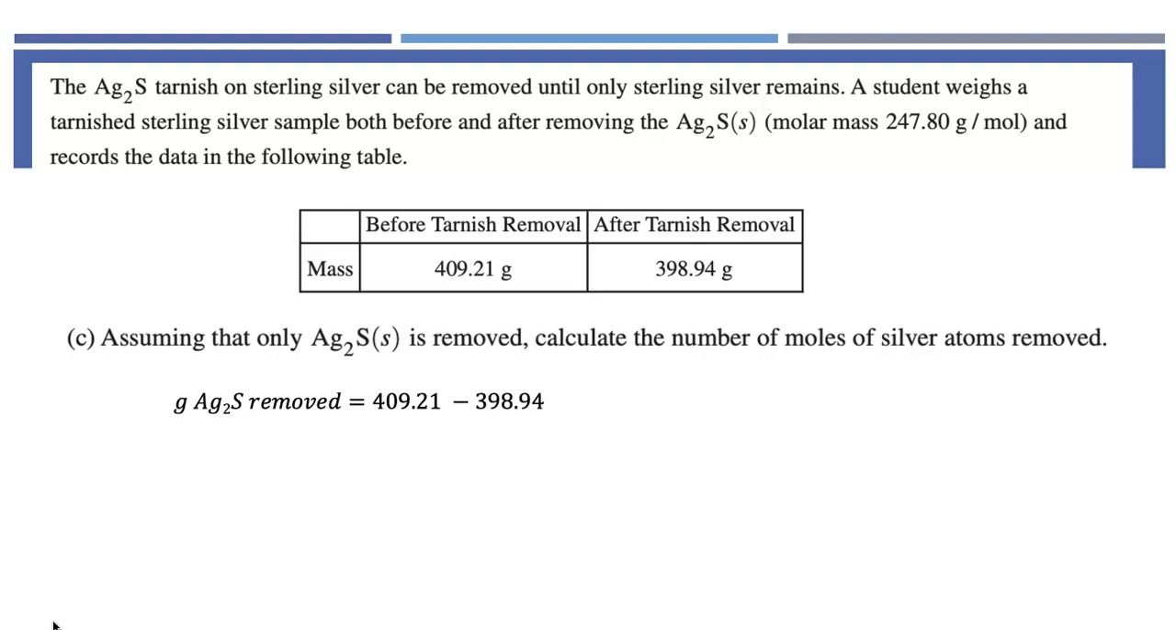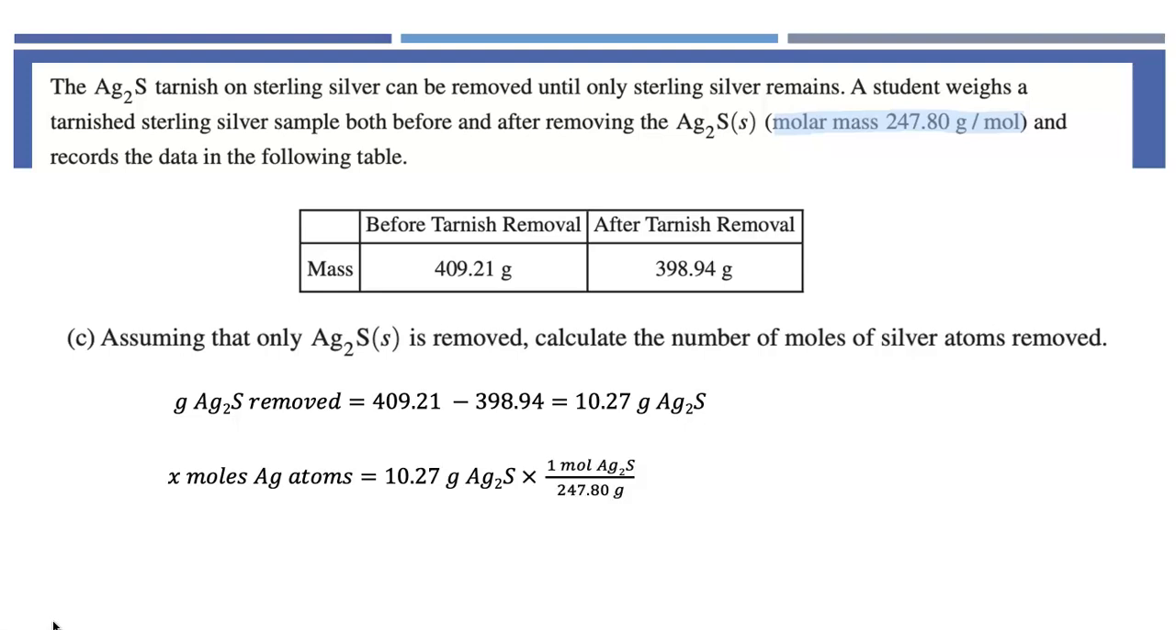The first thing we need to do here is calculate the mass of silver sulfide that's removed. We know the mass before, we know the mass after. The difference of those would be the mass of the silver sulfide that's been taken away. We're asked to find the moles of silver atoms. So we know the mass of the silver sulfide. We're given the molar mass, as I mentioned before, so we can convert that to moles of silver sulfide. But that's not what we're solving for. What you have to notice here is that for every mole of silver sulfide, there are 2 moles of silver. And we have to use that conversion factor to get our final answer, which is 0.08289 moles of silver atoms. And we do actually know that to 4 sig figs.